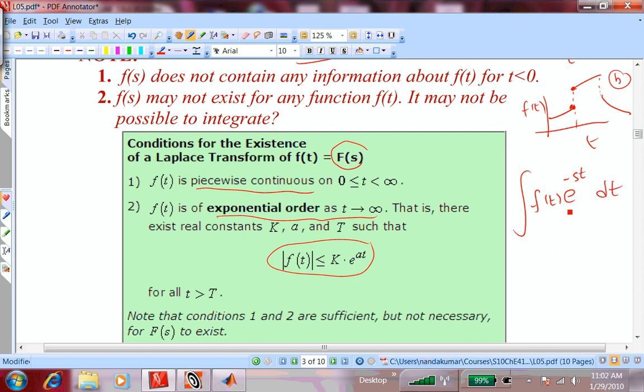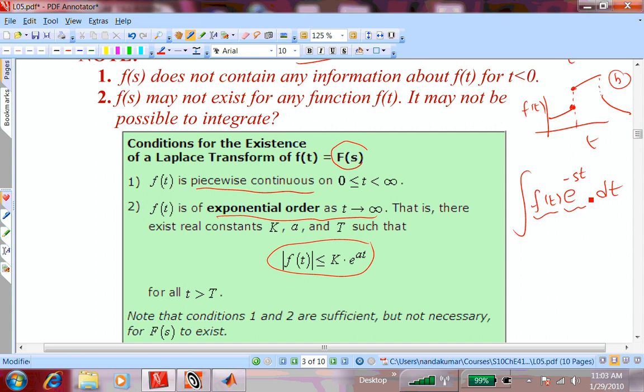So if I have a function that grows much faster than e to the power minus st, that is, a function that is growing up as t goes to infinity, what is the role of e to the power minus st? As t goes to infinity, that e to the power minus st brings it down to zero nicely, so that the function is well behaved.